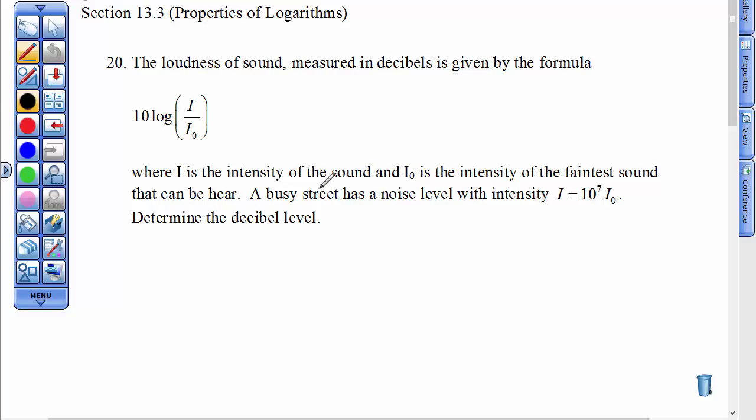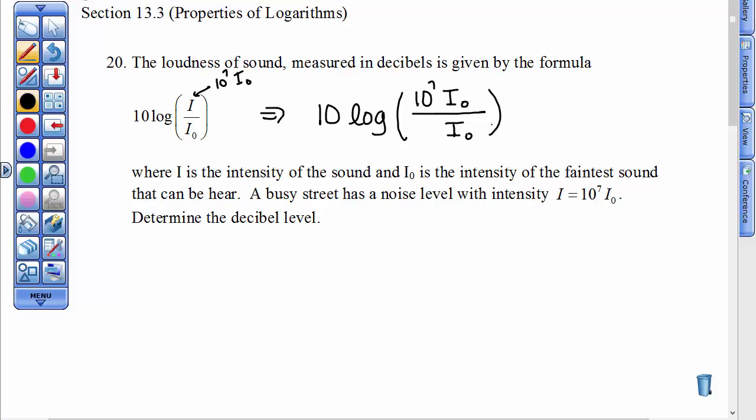So let's say that a busy street has a noise level whose intensity I is 10 to the 7th times the faintest sound we could hear. Right here for I, I'm going to plug in 10 to the 7th times I sub naught. So we have 10 times the log of 10 to the 7th times I sub naught divided by I sub naught. Well, those I sub naughts can be removed because they're equal to 1. So this is now 10 times the log of 10 to the 7th power.